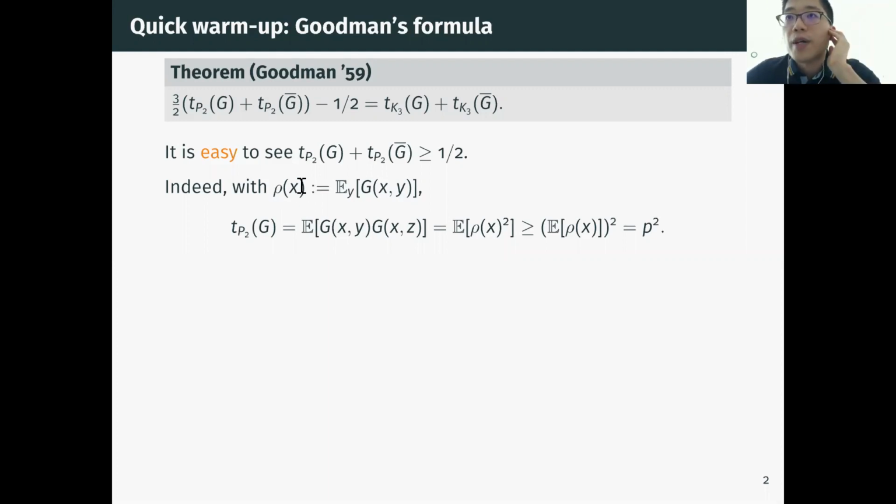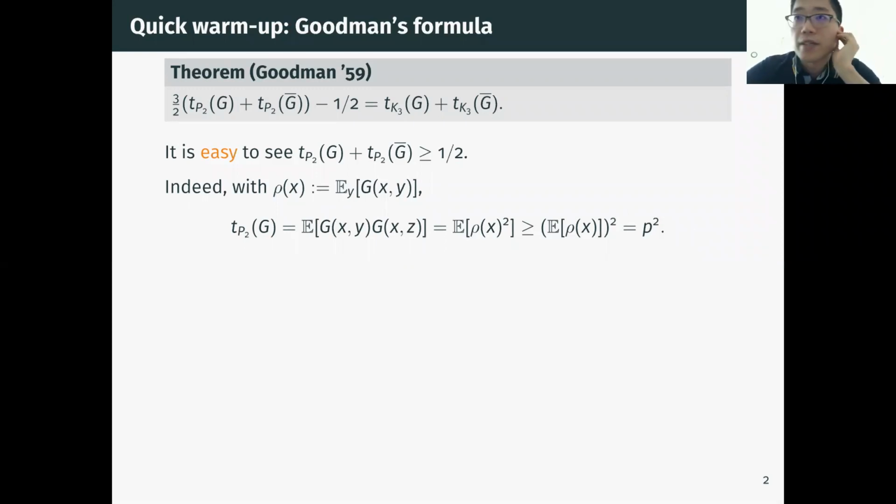Okay, that's my rho. And I can compute my two-edge path as follows. This is nothing but this expectation, because I want x and y to be adjacent and x and z to again be adjacent. If I then integrate this function by z and y respectively, I have the expectation of rho of x squared, and then I apply convexity, which gives expectation rho x total squared, and hence this is p squared, where p is the edge density in my graph G.